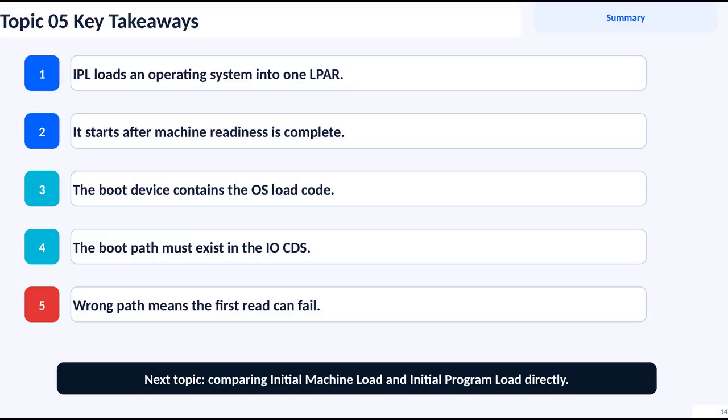The main idea from this topic is that IPL is the operating system startup for one logical partition. Initial machine load prepares the machine and activates the I/O definitions. IPL uses that prepared environment to read the operating system from a boot device and begin execution. The most practical lesson is about the boot path. The partition can load only from a device it is allowed to reach through the active IO-CDS. If that path is missing or wrong, the IPL can fail before the operating system even has a chance to start. The next topic compares initial machine load and initial program load directly, so the distinction becomes permanent.